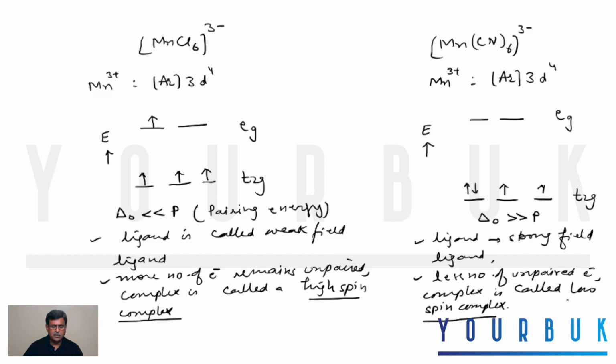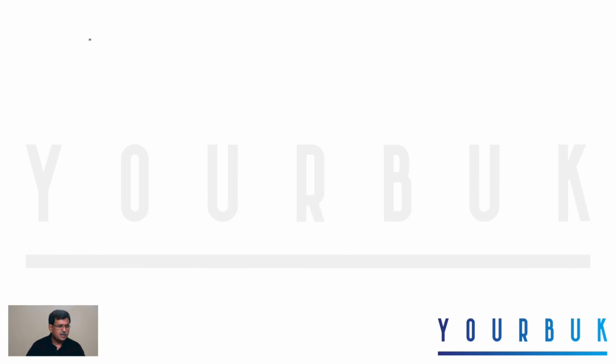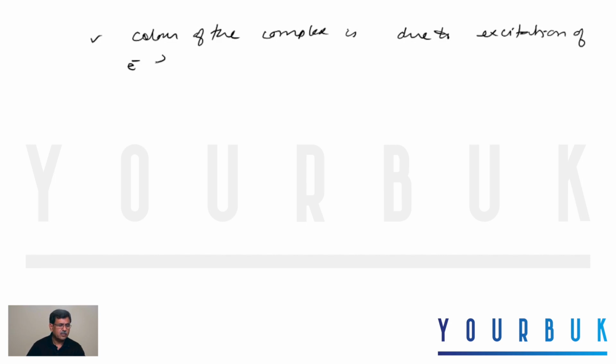So whether the pairing will take place or not depends on the strength of the ligand. It depends on the value of delta O in comparison to the pairing energy. And the color of the complex is due to the excitation of an electron from the t2g to the eg orbital, and this is called a d-d transition.